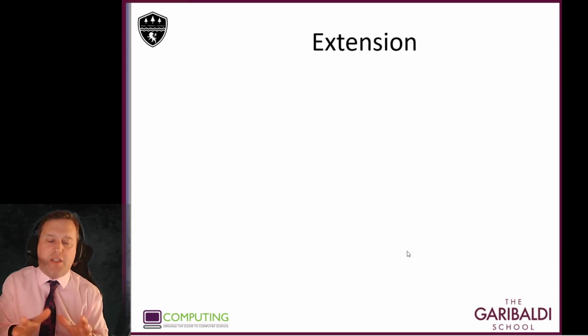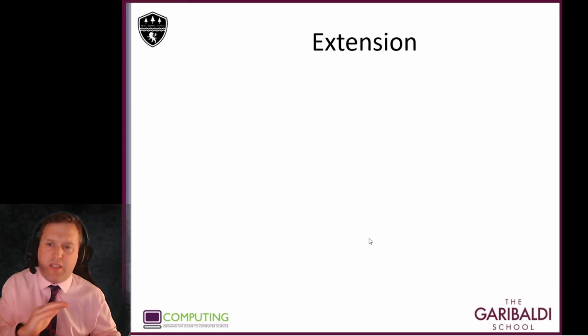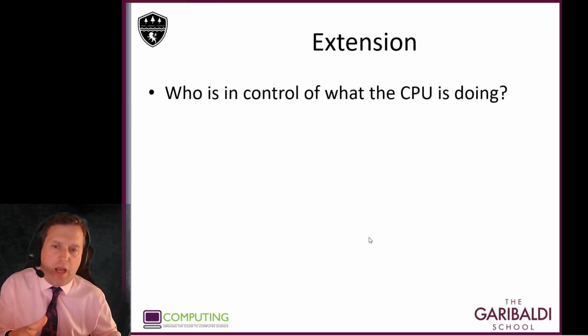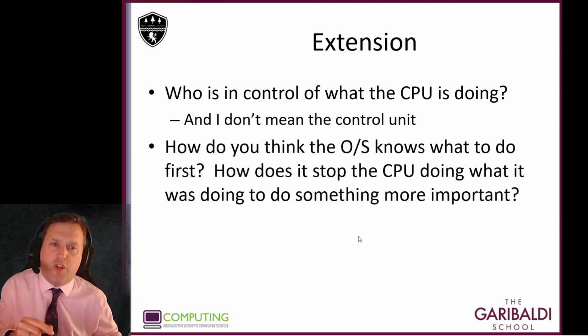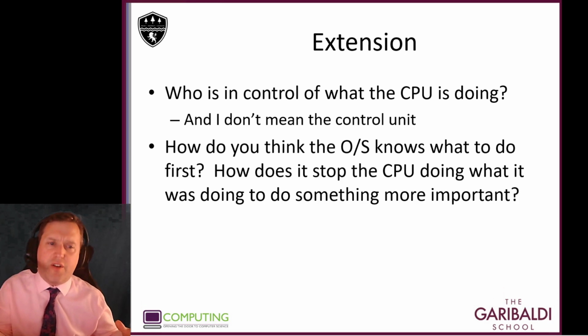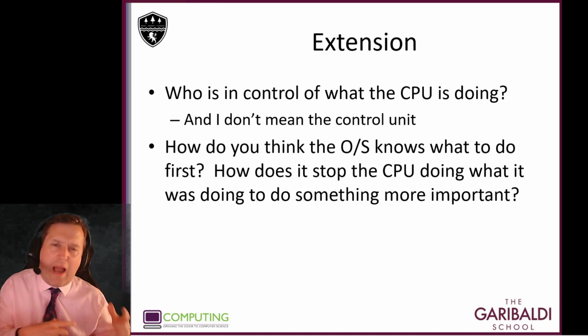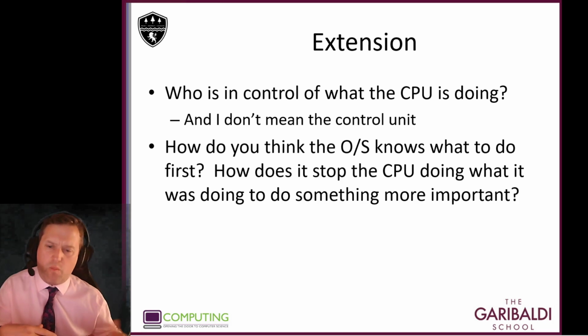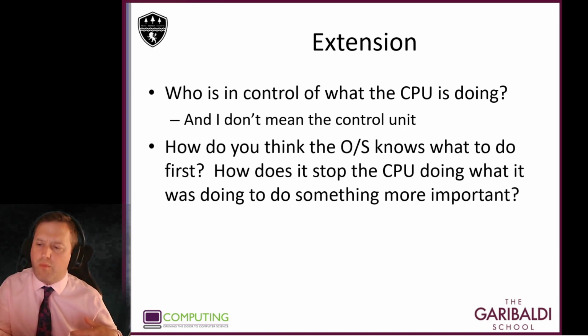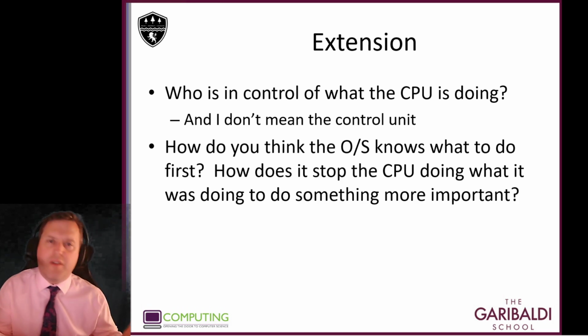And I mentioned there'd be some possible extension on this one because it is short. So, who's in control of that CPU? And who's doing that? Well, it's the operating system. All right, we know it's the operating system. So how do you think the OS knows what to do first? If it's got all these jobs to do, how does it know what it's got to do first? And how does it know what to do when something more important comes along, like something urgent? And how do you stop the CPU doing what it was doing because there's more urgent things come along?